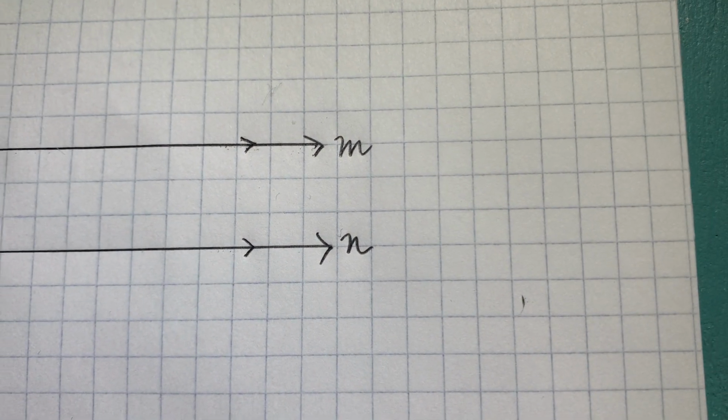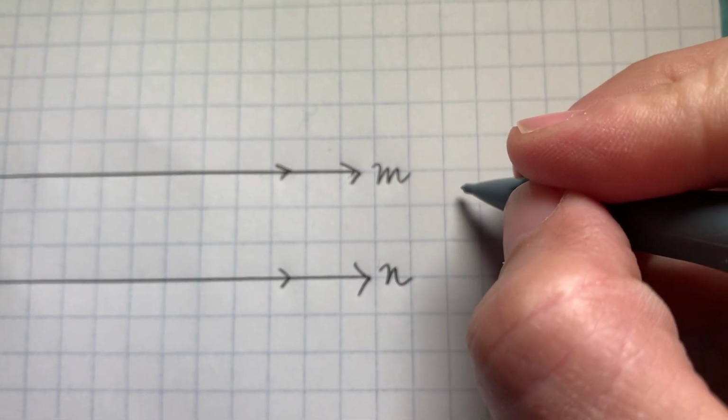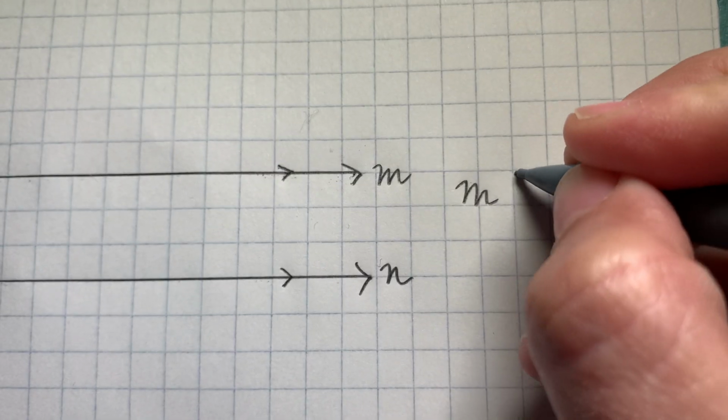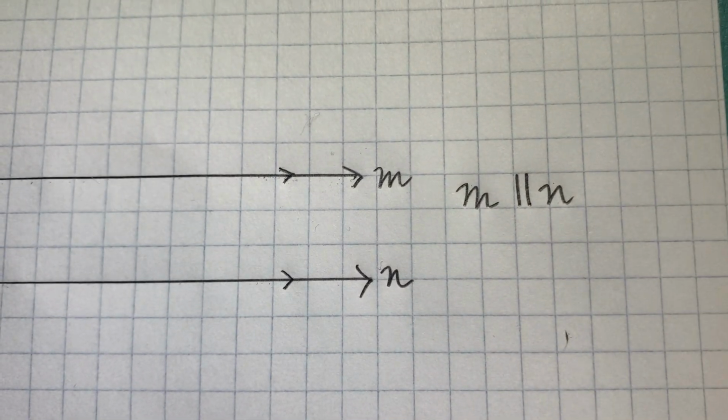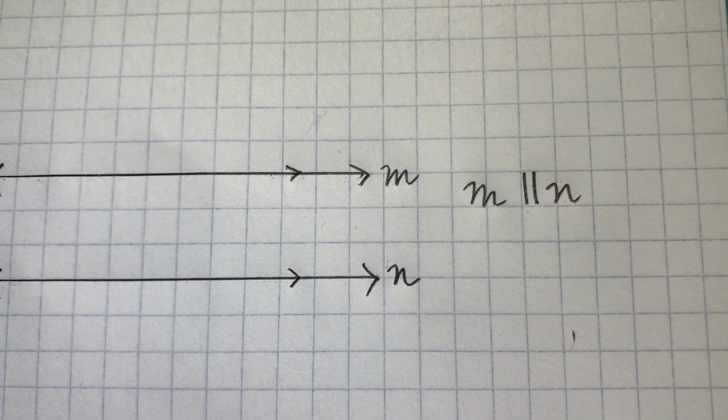If we wanted to use standard geometric notation, we could say that M is parallel to N. And these two little lines right here mean parallel too.